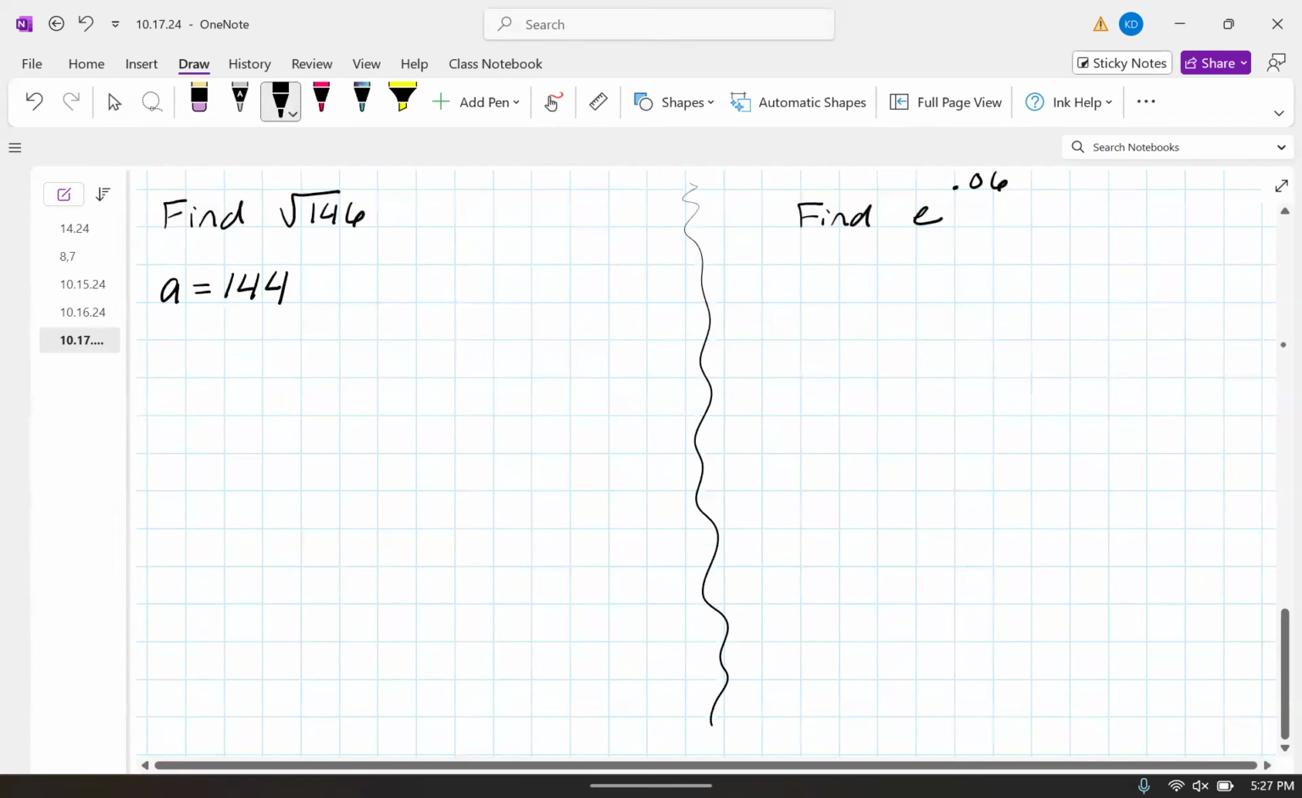All right, so my function is root x. We've already done one like this. We get 1 over 2 root x as our derivative. So we say L of 146 equals square root 144 plus 1 over 2 root 144 times x minus a, 146 minus 144.